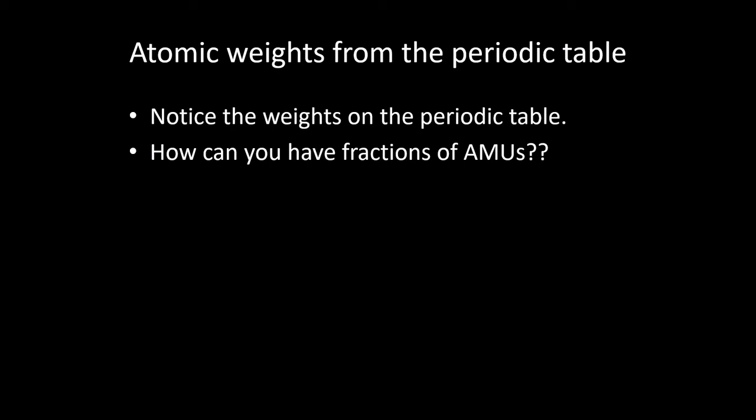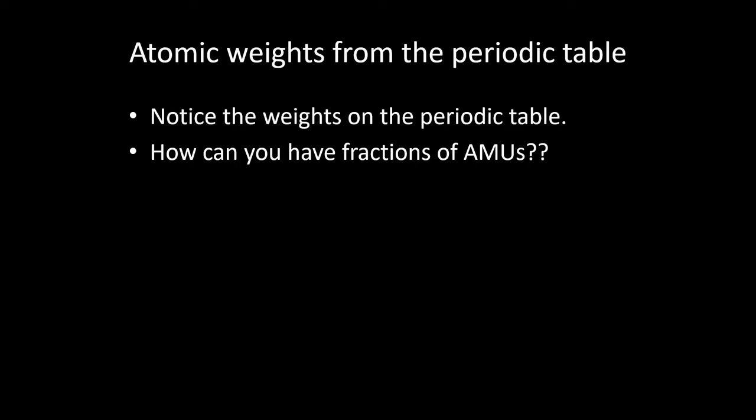Last video for this chapter. Let's talk about the atomic weights from the periodic table. So you might have noticed on the periodic table that some of the weights, actually really all of them, are not right on an integer value. Some of them are really close. Some of them are really, really close to being right on an integer value. And some of them we actually just round to being exactly an integer value.